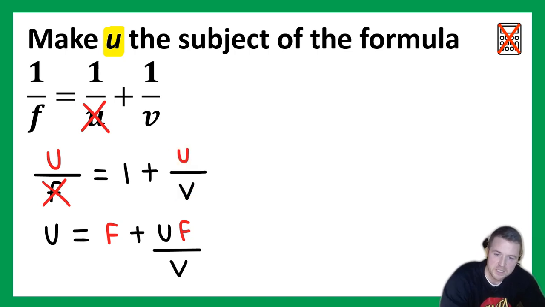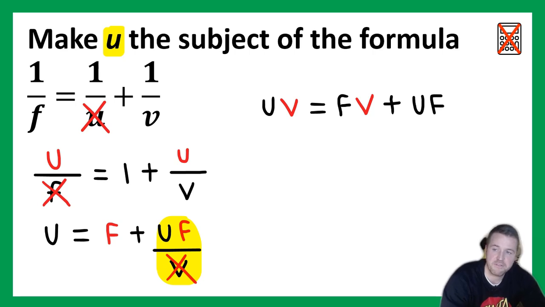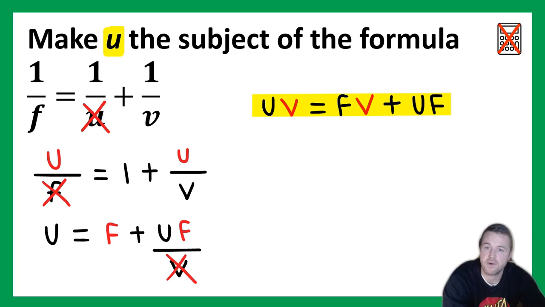Again, I'll repeat this process to multiply through by v. U multiplied by v is uv, f multiplied by v is fv, and since I've multiplied through by v, this will eliminate the denominator and leave me with uf. So the starting formula and this formula are actually equivalent, but this one is a lot easier to manipulate and isolate the terms that involve u.